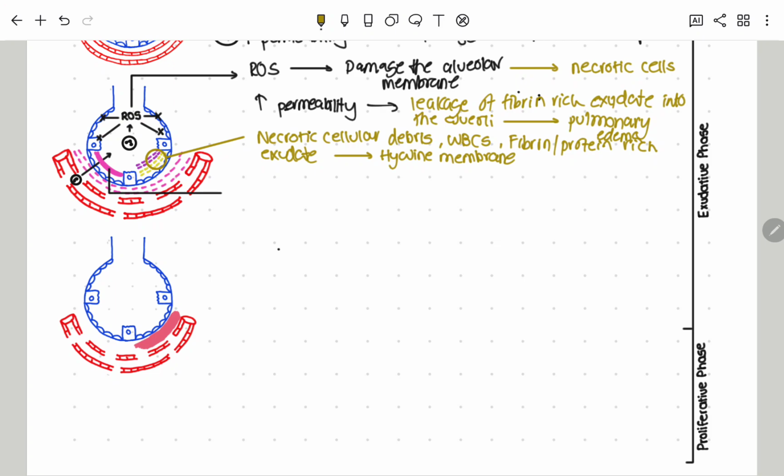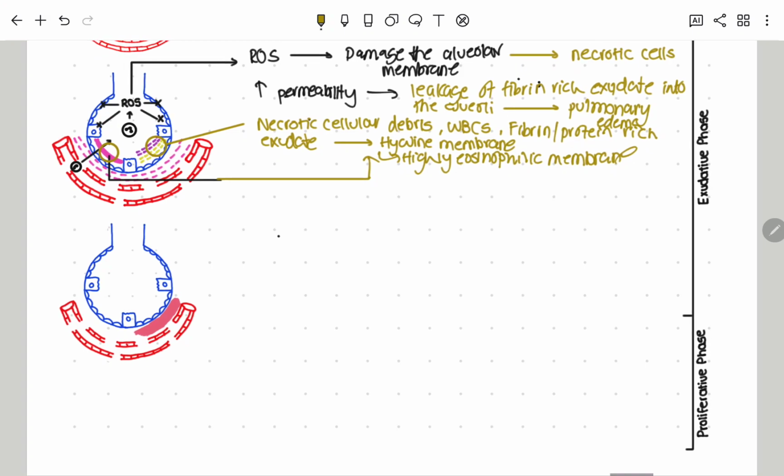Histologically, this is just a highly eosinophilic membrane. So we're just going to show it right here. Eosinophilic, so more pink in color. We have the presence of these hyaline membranes now.